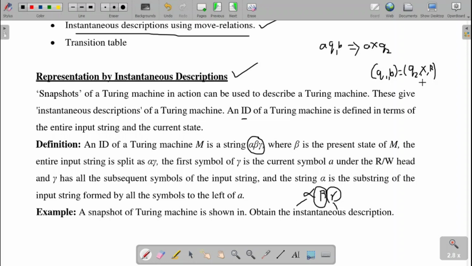So this is your instantaneous description. In place of this one, if I want the left movement, then it will be written as A, Q1, B. What happens? It will be Q2, A, and B is replaced with the X. So this can be written as Q1 on B, I will change the state to Q2, B I will replace with X, and the movement is left. These are the allowed movements, and this we call the instantaneous description. In short, we call it the ID, or a snapshot. So this is how we write the representation by the instantaneous description.